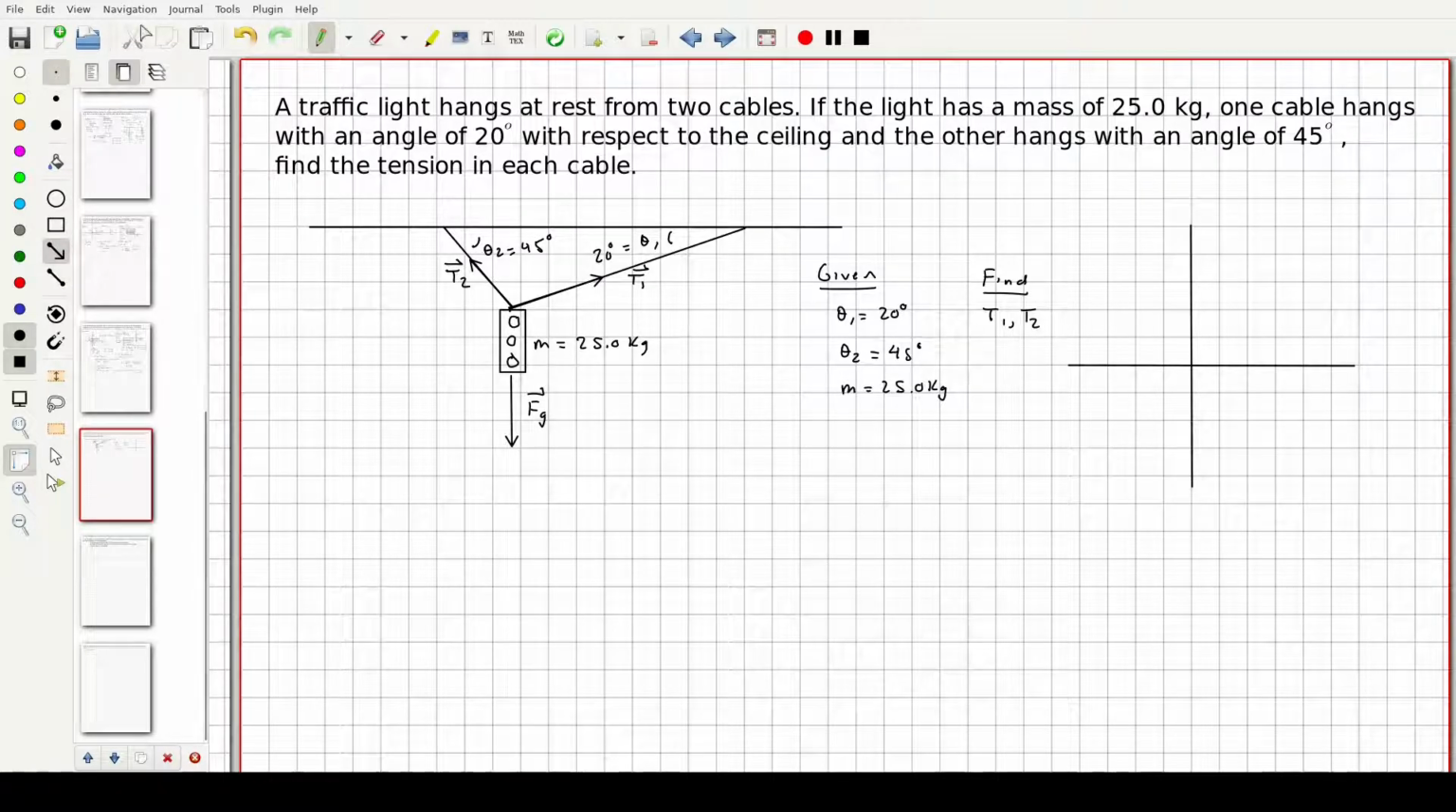Okay, so what I'd like to point out before I start drawing stuff here is that if you look at our picture, this right here is a line that would be the x-axis, which would also be parallel to the ceiling. Okay? Now, why is this relevant?